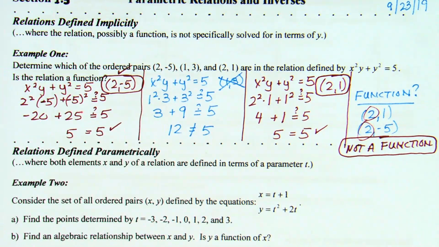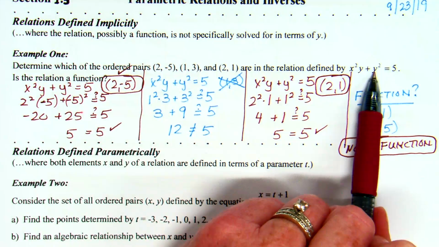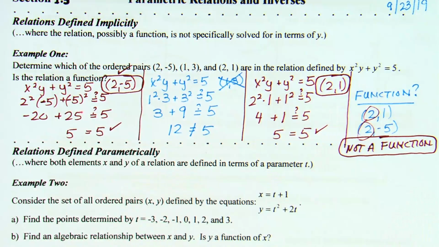Okay. And I will say that when you see a y squared in an equation, that often causes a problem. I hate to say always, because as soon as I say that, we're going to find something that does work. But y squared often causes a problem with being something, whether it's a function or not.